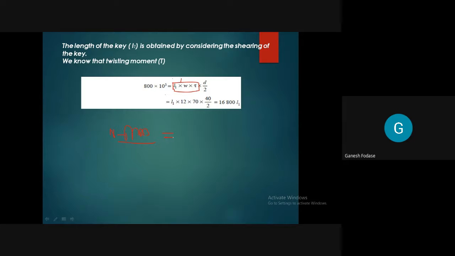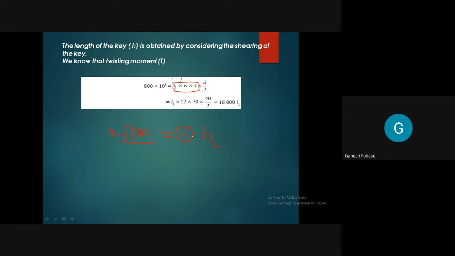Now how much is the resisting torque? You can say it is nothing but force into radius. How much is the radius? D by 2. Because we are going to fit that key in a shaft of diameter D. So F into R, nothing but F into D by 2. Yes or no? Do you understand? Yes, sir.